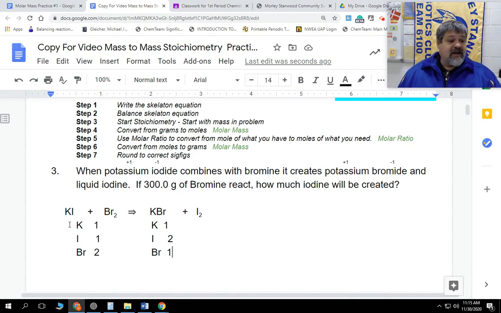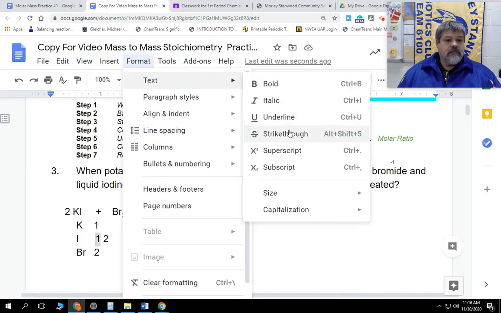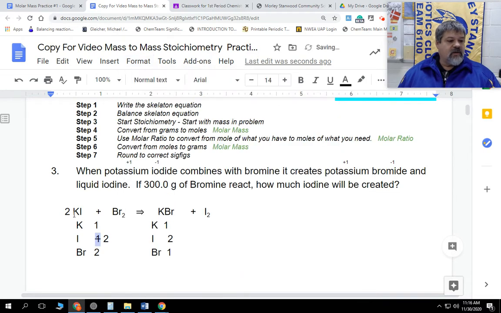Since I have 2 on this side, I need 2 on this side, so I have to put a 2 in front. That 2 in front tells me now that I have 2 iodines. So I'm going to put 2 iodines in there, and I get rid of this 1 by striking through. But I also change the number of potassium I have. So the number of potassium I have now is 2.